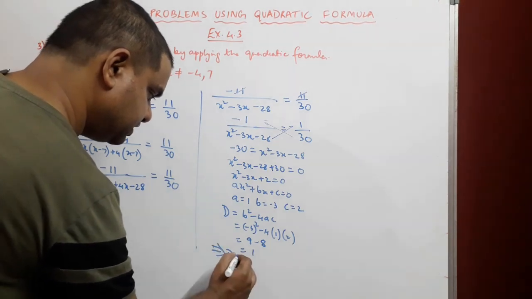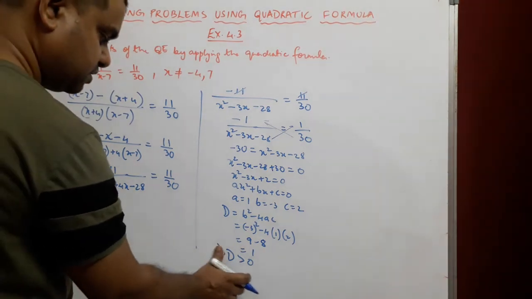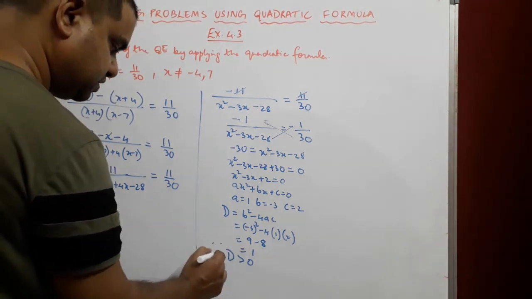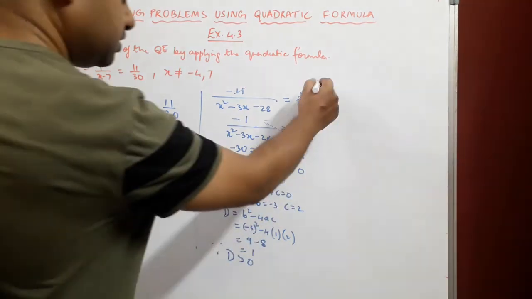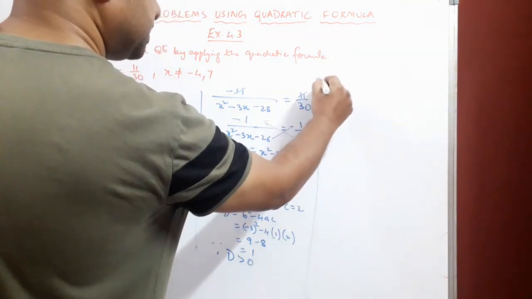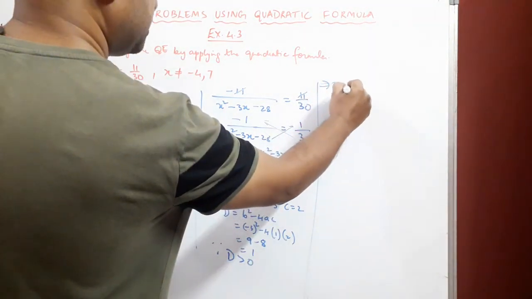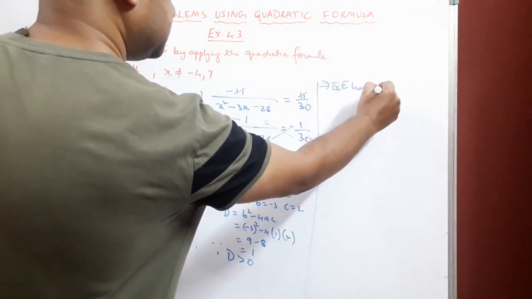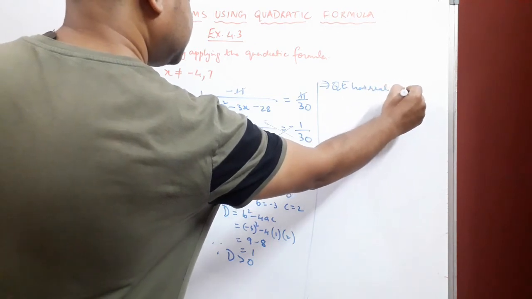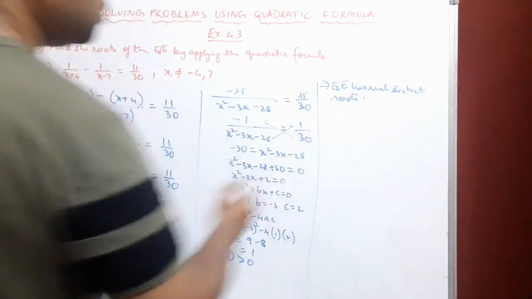which implies that D is greater than 0. So since D is greater than 0, you can say this implies that the quadratic equation has real distinct roots.